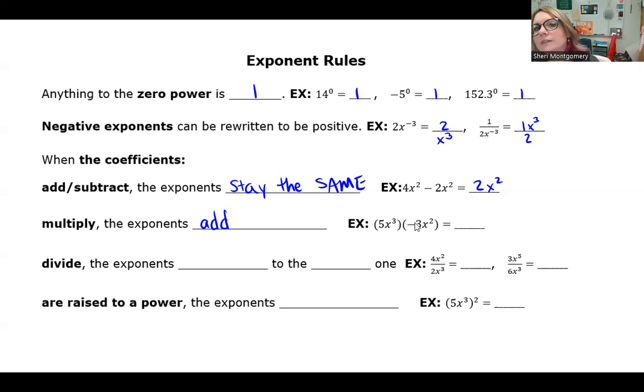So here I have a 5 and a negative 3. That's multiplying because they're written like that. You can see that you're multiplying. So if you multiply, you're going to add the exponents. So 5 times negative 3, what is that? Negative 15. And then for the x's, if you multiply, you add exponents. So I have 3 and I will add 2. So how many do I have? 5.